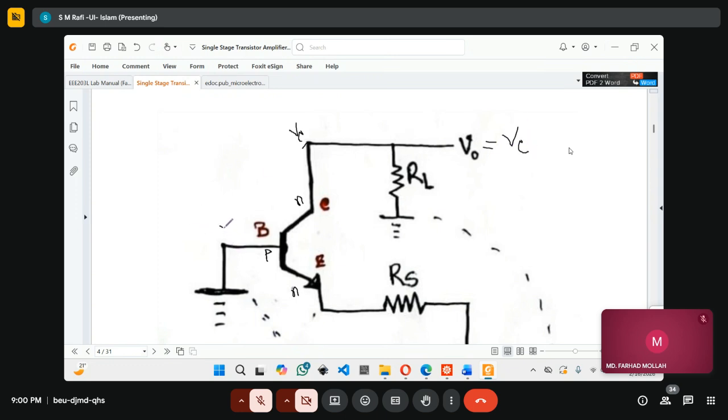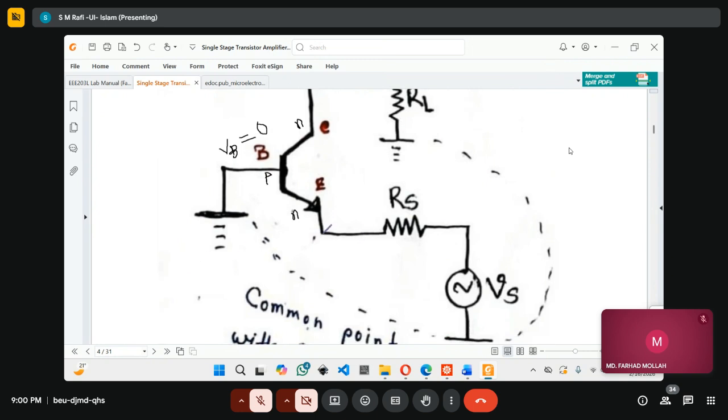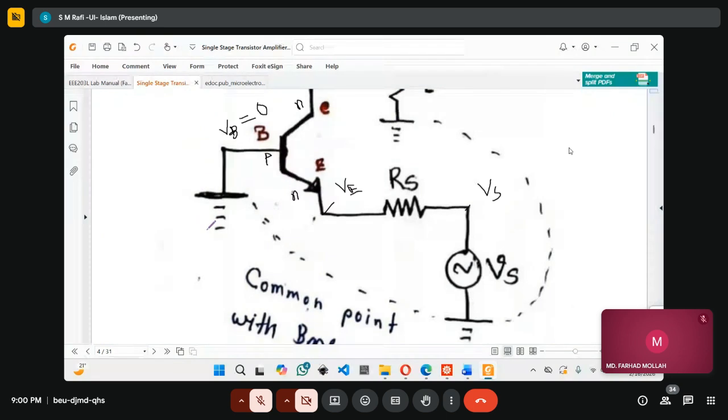And then this is the base point. So what is the voltage of this base, VB? It is 0, right? Do you understand? Because this point is connected to ground. And what is this? VE. And what is this node voltage? VS. So is there any confusion?